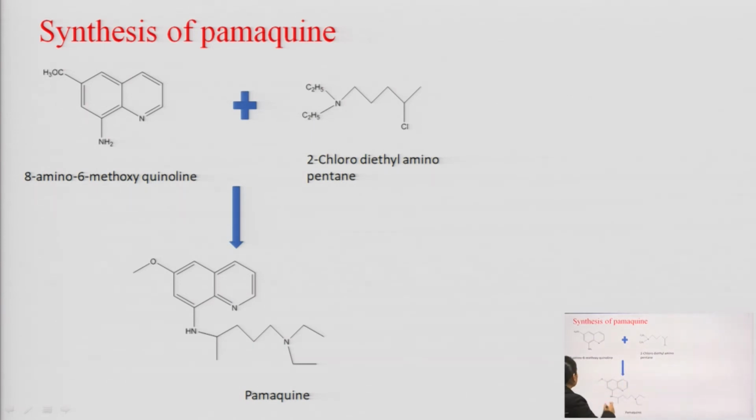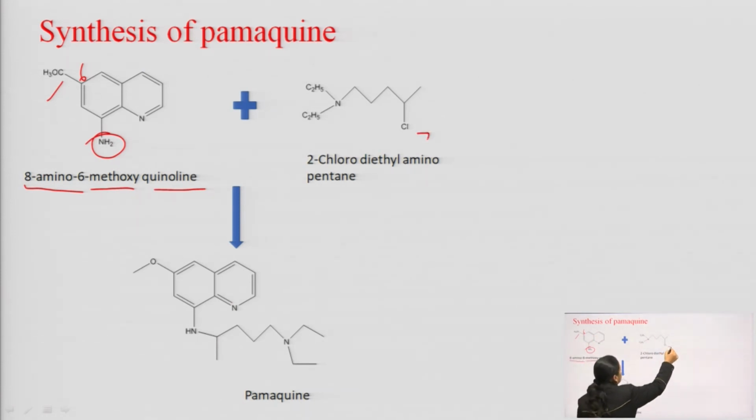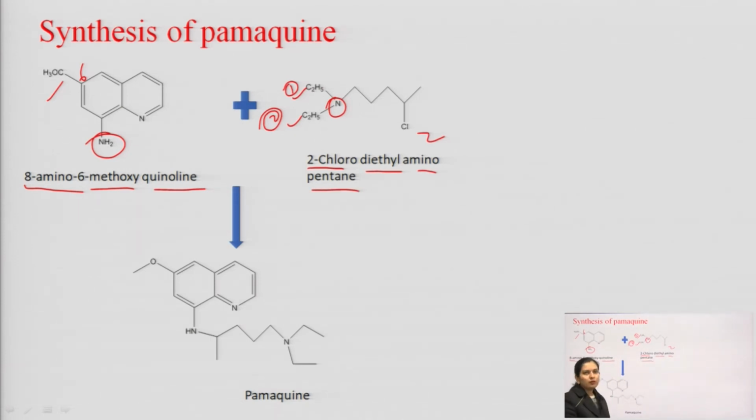If we see the synthesis, we take the example of 8-amino-6-methoxyquinoline: 8-amino, and at the 6th position there is a methoxy group. It reacts with 2-chloro-5-diethylaminopentane, where the diethyl, one ethyl and second ethyl, are bound to the tertiary amine. When these two molecules get condensed with each other, there is a formation of pamaquine.